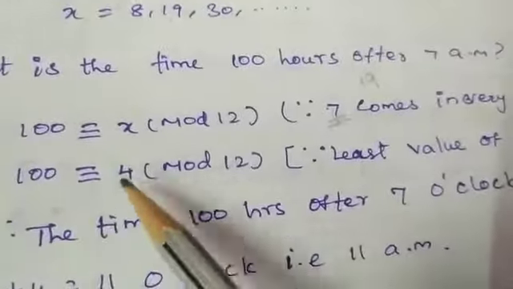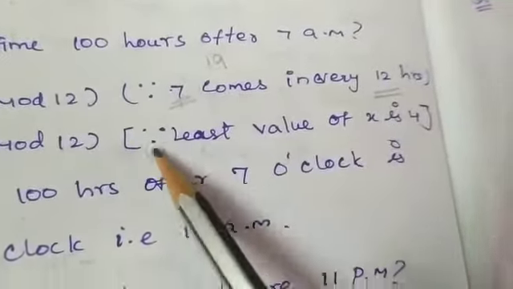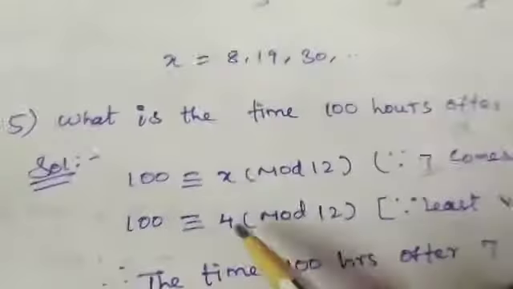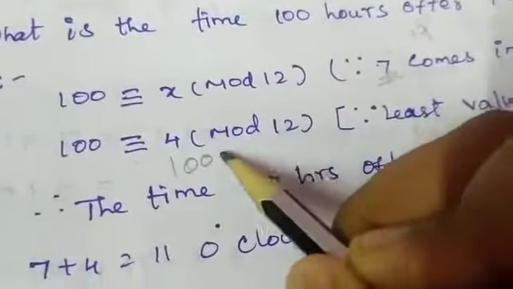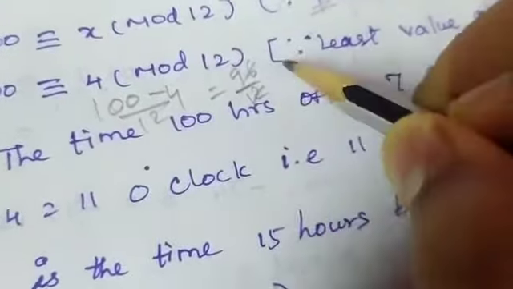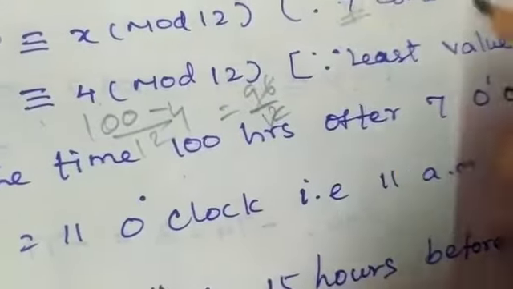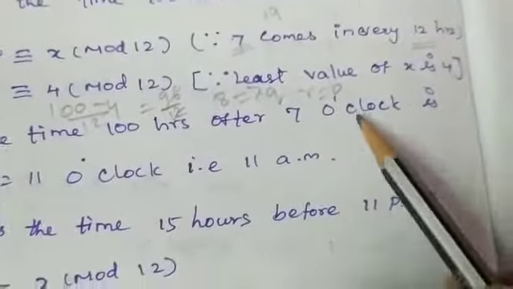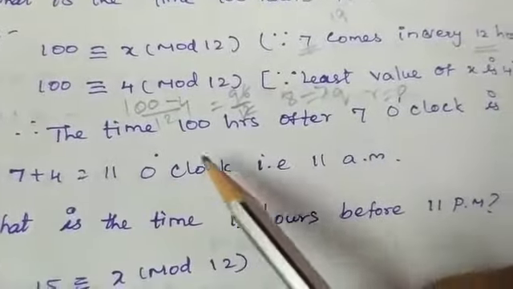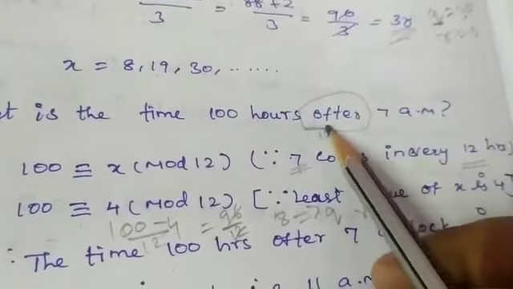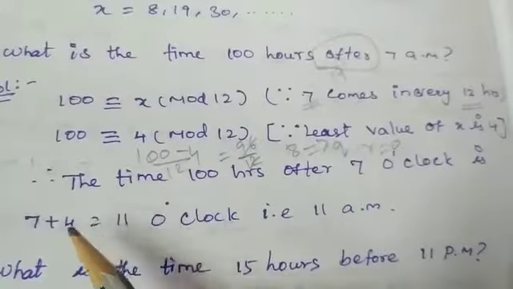So 100 congruent to 4 mod 12, because the least value of x is 4. You can see that when x is 4, then 100 minus 4 divided by 12, that is 96 by 12, gives 8. This is q and our r equals 0. So the time 100 hours after 7 o'clock is 7 plus 4 equals 11 o'clock, that is 11 a.m. Here you can see the question says after, so we are adding this 4 here.